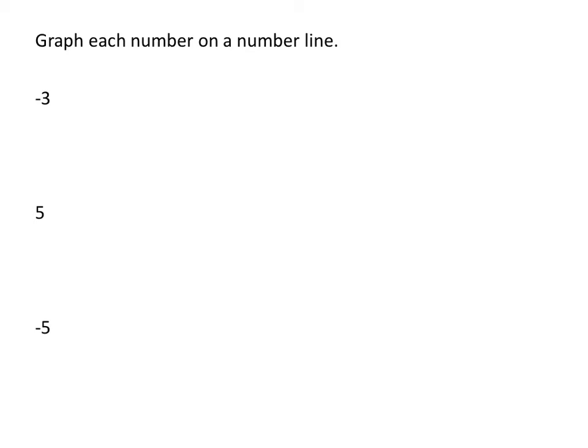Now we're going to take what we've learned and we're going to go ahead and graph each number on a number line. So -3, we're just going to draw a number line. I'm going to start with 0 in the middle, but really it doesn't matter. We can start anywhere we need it to be. Okay, and we're going to graph -3, so all we're going to do is draw a dot right over where our integer is. So go ahead and pause the video and try the next two on your own.